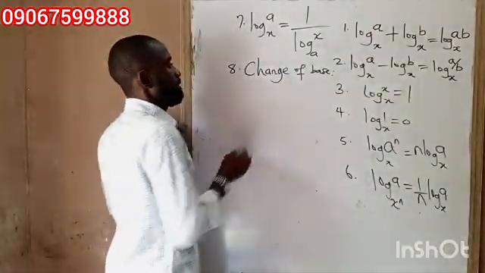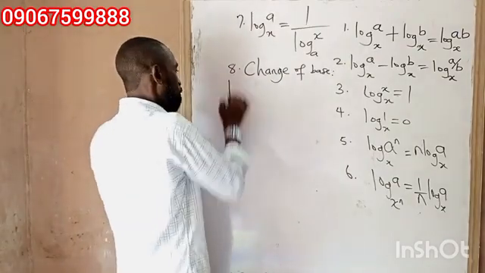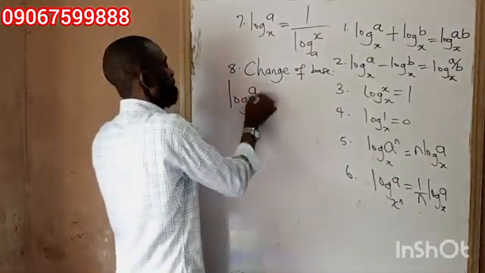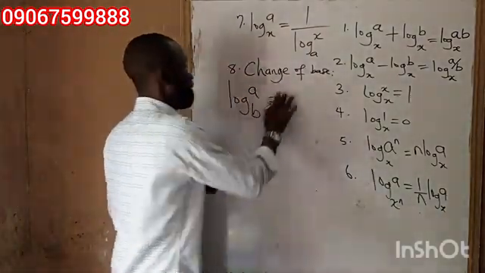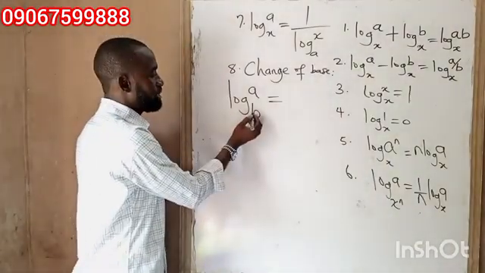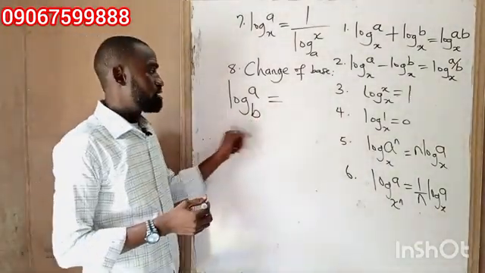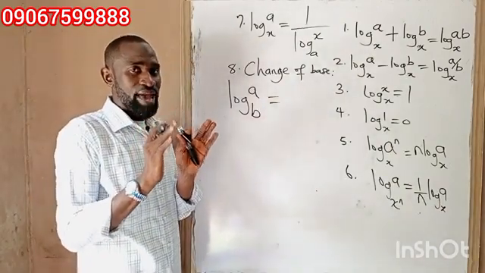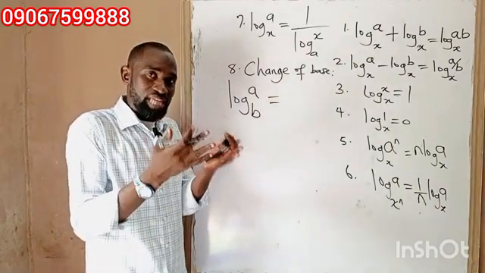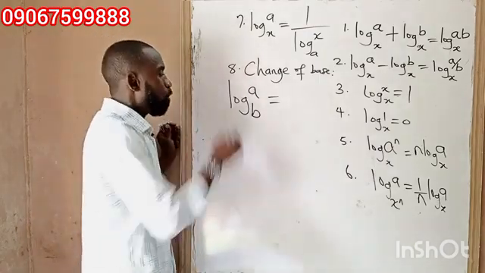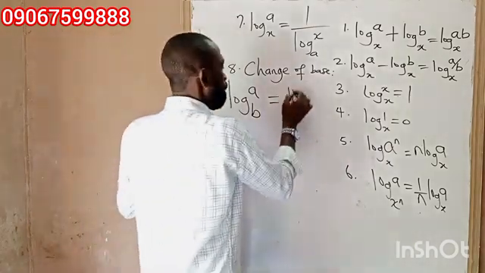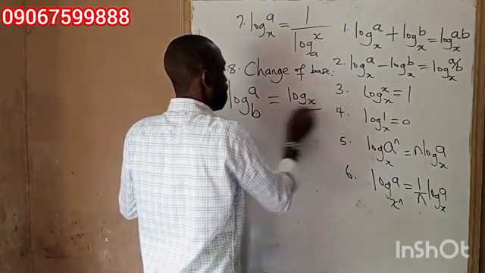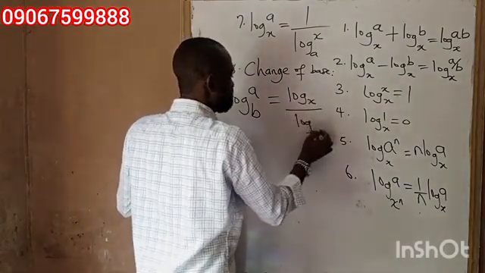So change of base: I have log of a base b is equal to... I want to change this base b to base x. I can decide to change to any base, but I want to use x. So what will this one turn to? It will be log of a base x on top, all over log of b base x below.